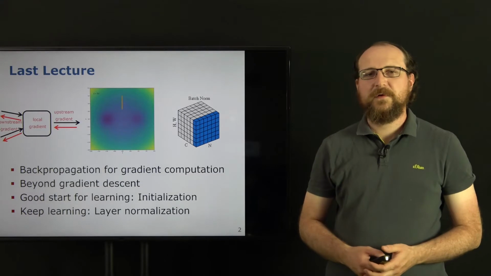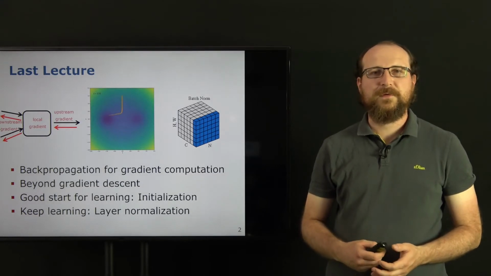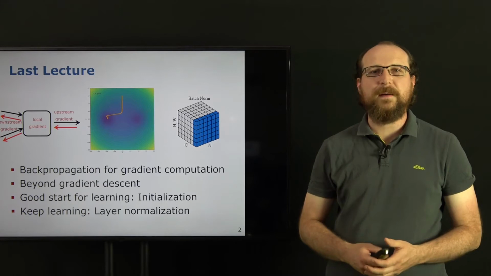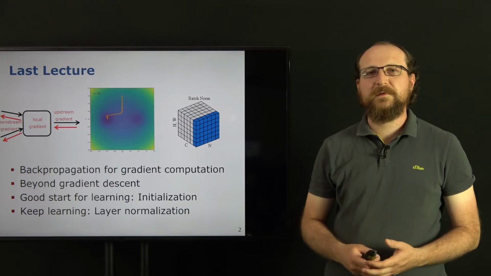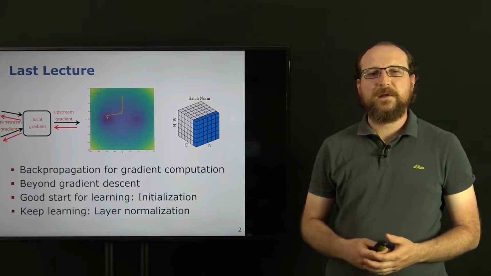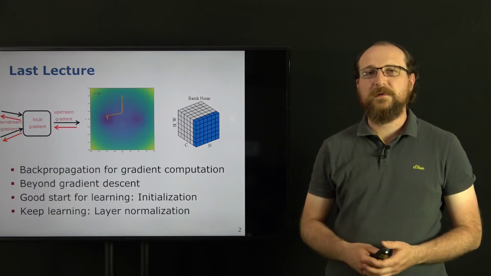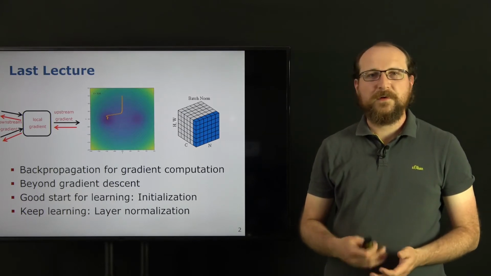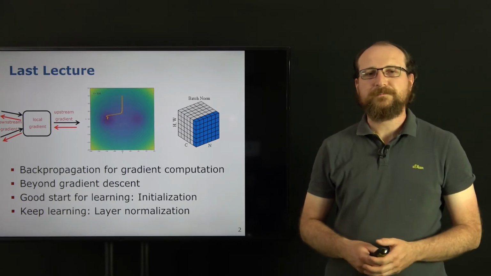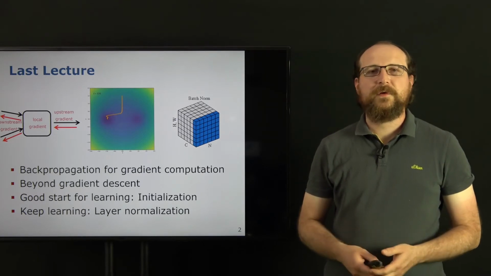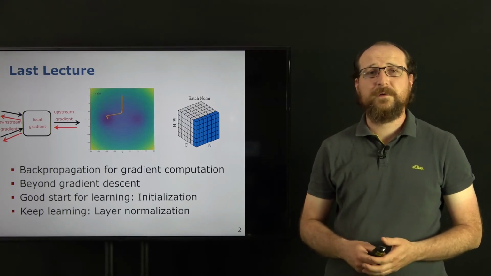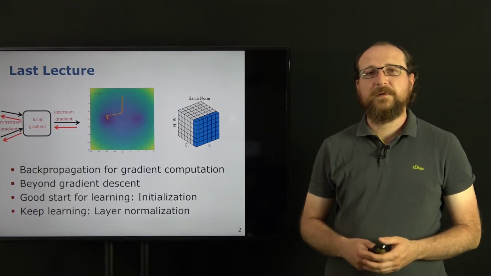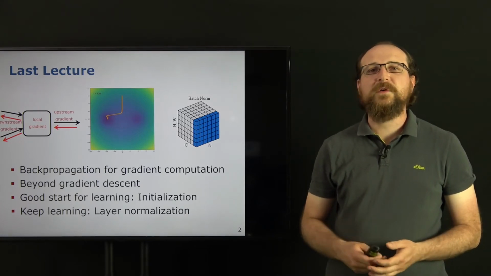In the last lecture we talked about backpropagation, which was basically how to efficiently compute the updates on the weights in the convolutional network. We talked about methods to improve the convergence of the stochastic gradient descent in a way that we can also efficiently update the parameters in the end. But we also talked about how to initialize the weights so that we have a good starting point for the learning, so that we can achieve converging networks in the end, but also talked about how to keep the learning active.